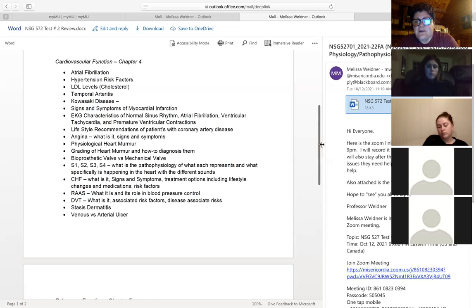And then who can tell me what the big disease associated risk with a DVT is? Why do we anticoagulate people with DVTs so they don't get what? Does anybody know? Pulmonary embolisms. So blood clots in the legs are 9 times out of 10 the causes of pulmonary embolism in the lungs.